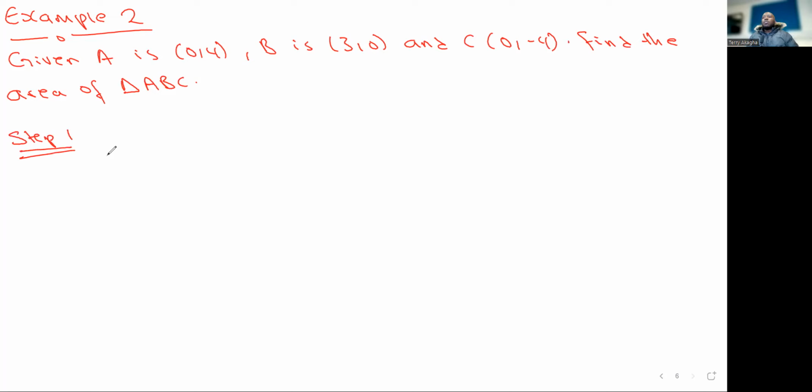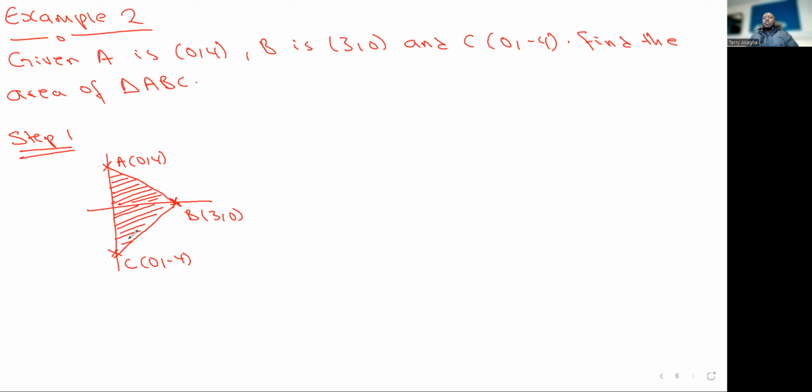If you want to, you can decide to draw this. So A, we're told A is (0, 4), so this is point A here. Point B is (3, 0), so let's call this point B here. And point C somewhere here is (0, minus 4). So the triangle we're going to have will be this triangle here. So this is the triangle we have here.